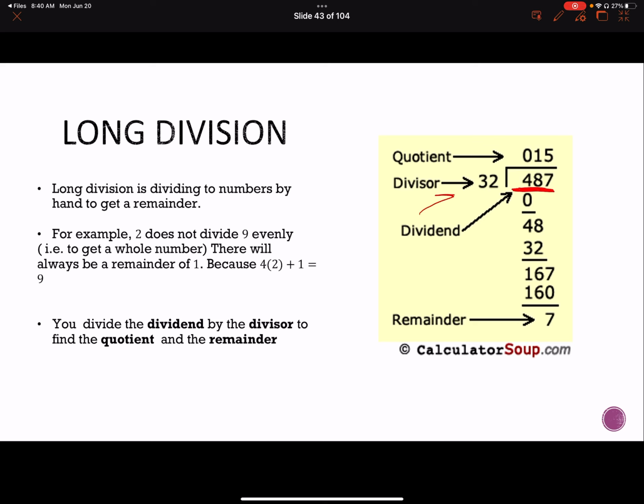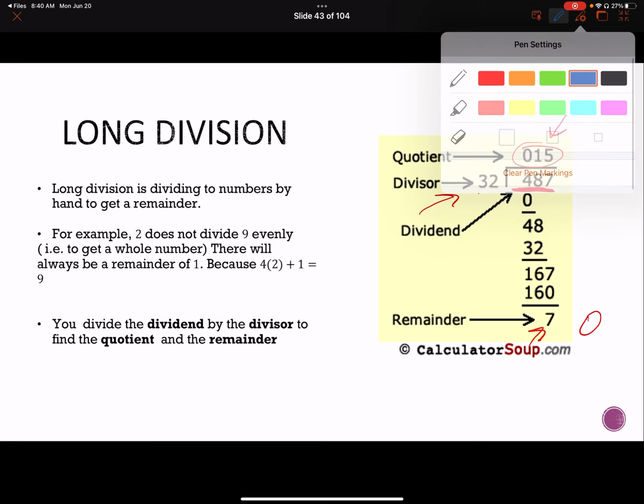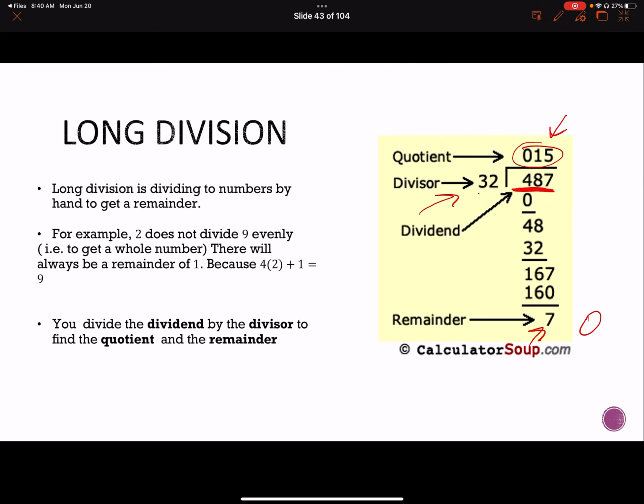We're dividing that by a divisor. And what we get when we divide those numbers is a quotient, right? How many times our divisor goes into our dividend, and we're left with a remainder. And sometimes the remainder is zero, right? And that means the numbers divided each other perfectly, but that's not always the case.